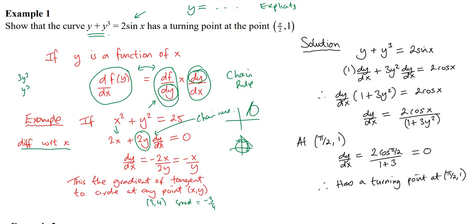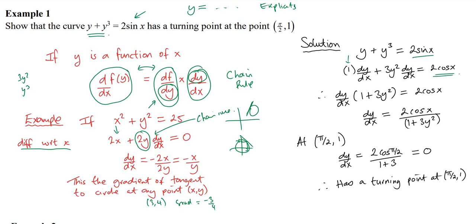Alright, so how do we differentiate it? Well, we differentiate y with respect to y and we get 1, but then we've got to remember the rule: we just multiply by dy by dx. So that's how we get that first term. The second term we differentiate with respect to y, which is 3y squared, and then we must remember to multiply by dy by dx. We differentiate this term here, and we know that the derivative of sine is cos, so that's 2 cos x.